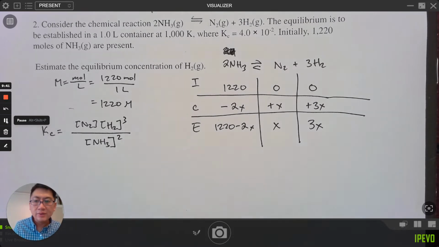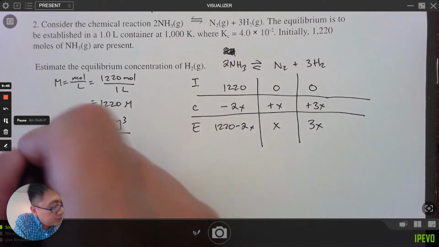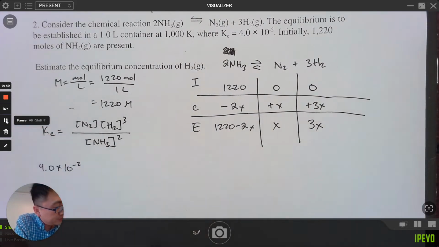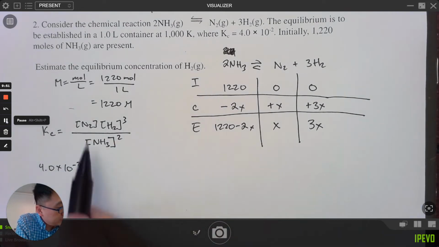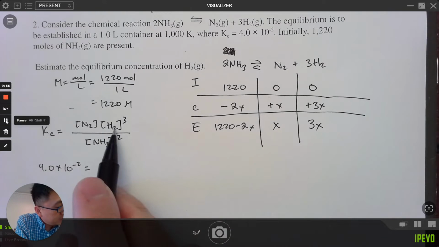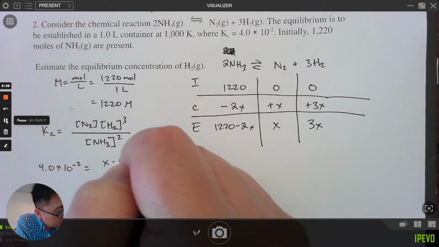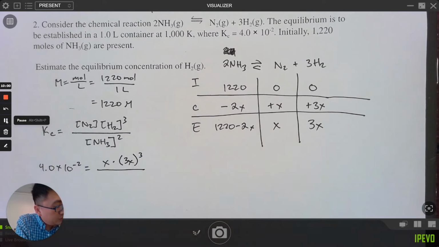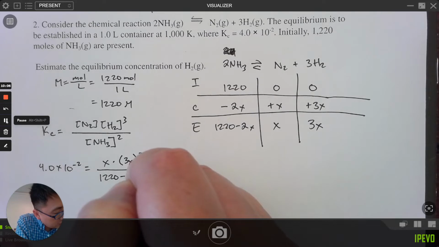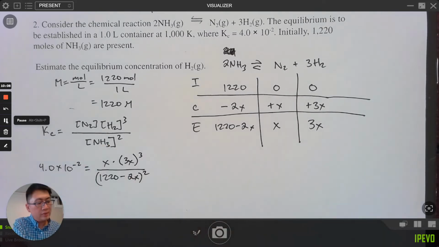So what do we do now? Now we just have to plug in all these things. Kc was given: 4.0 times 10 to the minus 2 is equal to the nitrogen amount, x, times the hydrogen amount, 3x, cubed, all over 1220 minus 2x, squared.